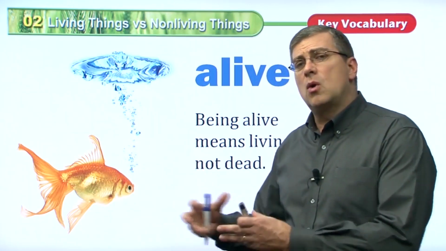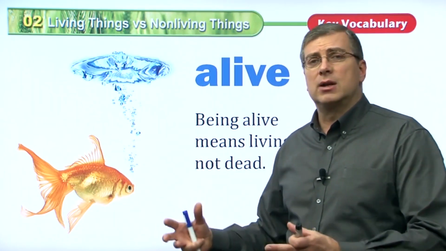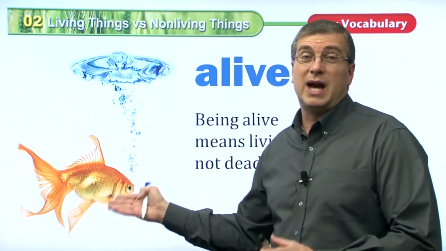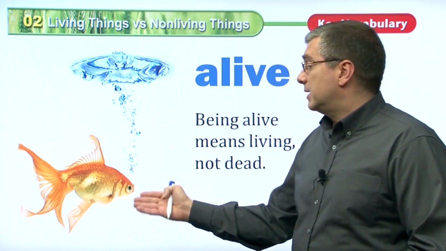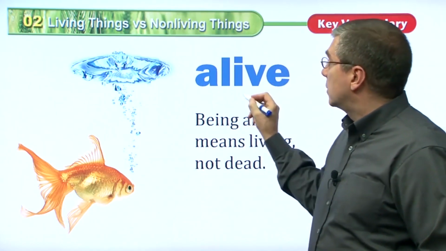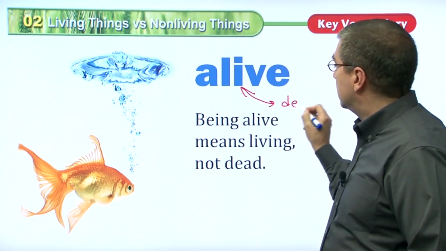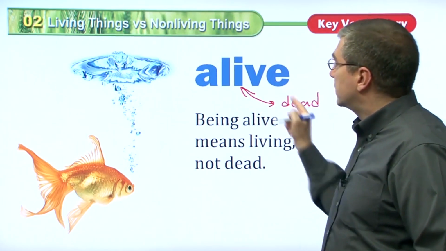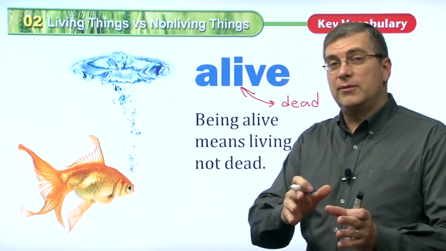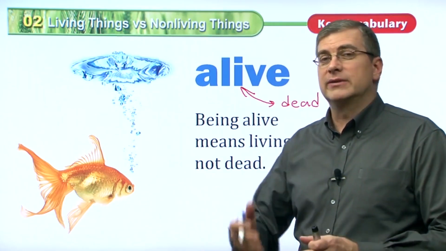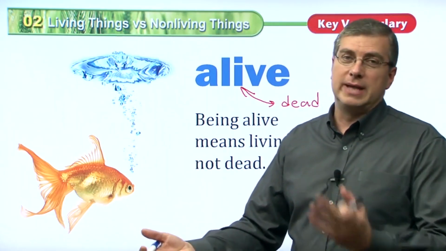But this fish will grow older. It has a cycle of life. All living things have the cycle of life. Someday this fish will die. And then when it dies, it will not be alive. So alive is the opposite of dead. These words are opposite. Alive, opposite, dead. And living things go through this. Living things are either alive or they are dead.